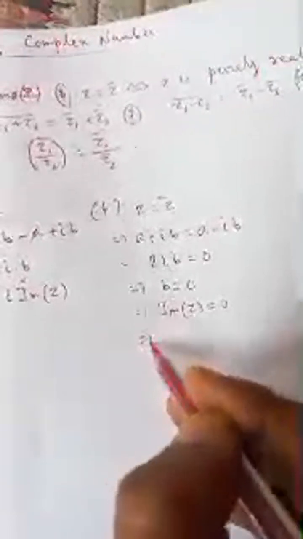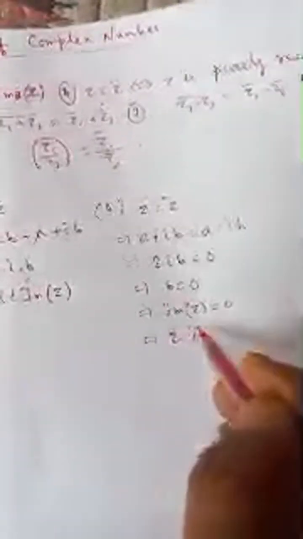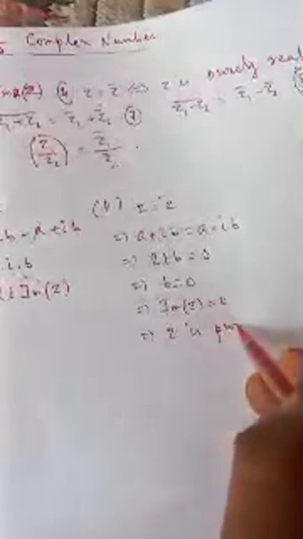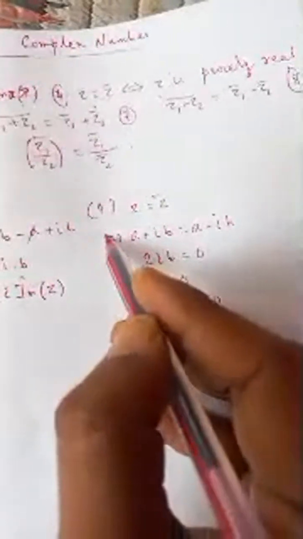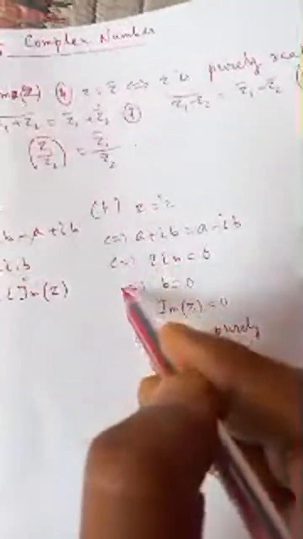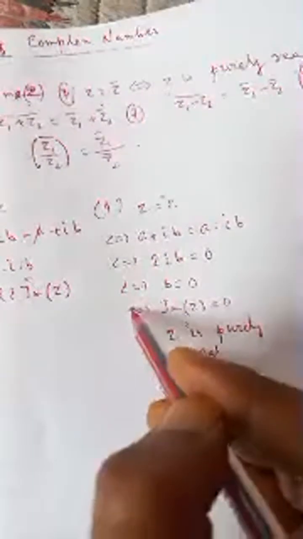It implies that Z is purely real. So it is true for both sides.